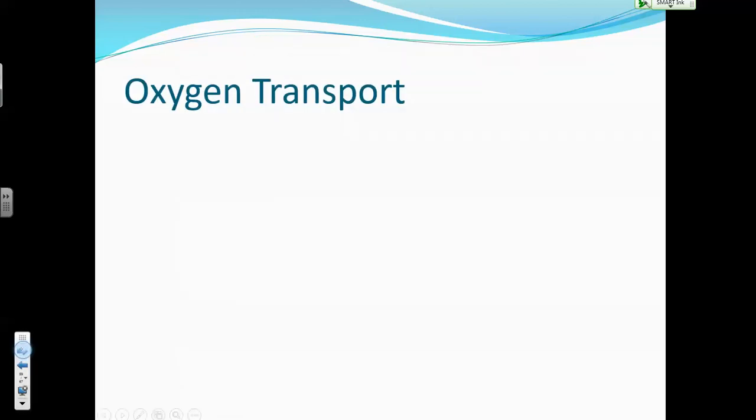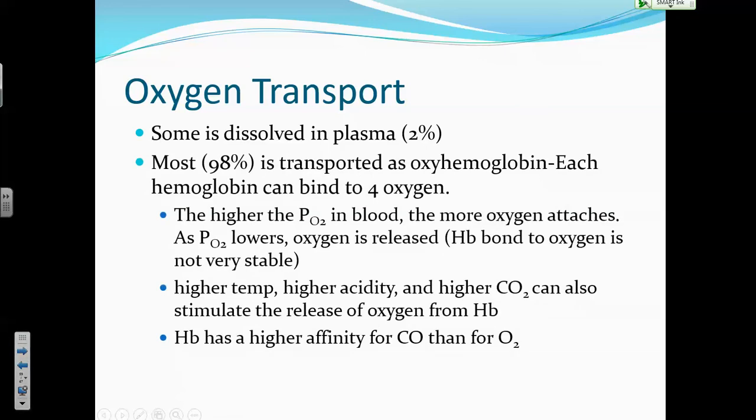So if we first look at oxygen transport, a very small amount is just dissolved in the blood plasma. By far, most of it combines with the hemoglobin molecule in your red blood cells. Do you remember hemoglobin can hold 4 oxygens? It's got 4 heme units. In the middle of each heme unit is an iron, and the oxygen attaches to the iron.